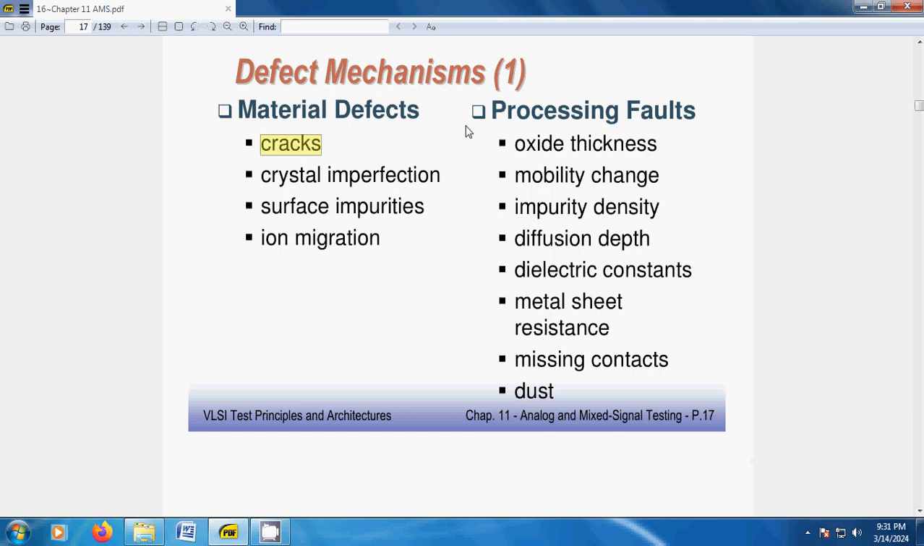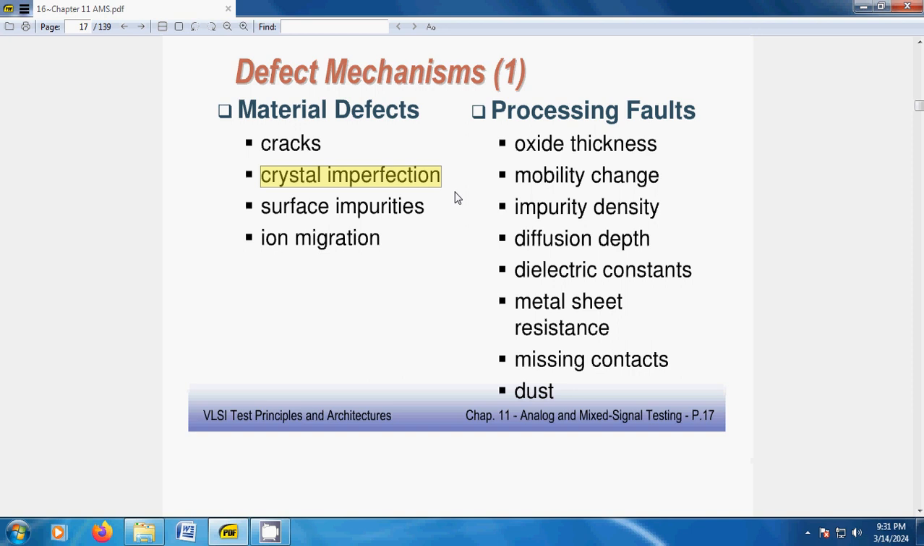Next is crystal imperfection. In a silicon based structure, the silicon crystal lattice is very important. If the lattice structure is imperfect, it creates an impedance mismatch. Whenever there is a crystal imperfection, that particular place poses a higher resistance to the movement of electrons than the normal crystal structure. The next one is surface impurities.